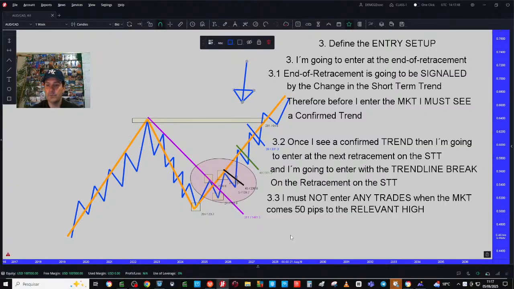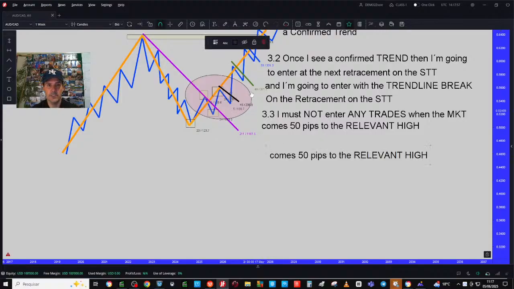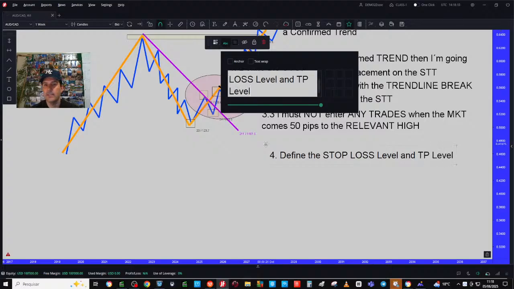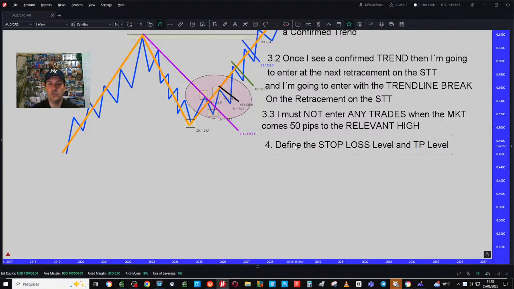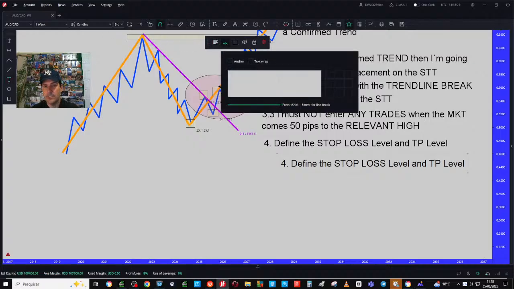Alright everybody, so we're almost out of time. Number 3, define the entry setup, and number 4, define the stop loss level and take profit level. Now you have a strategy to demo trade, to test. Next week we're going to trade this strategy on a demo account, 3 days for you to ask questions about the logic and to get better.